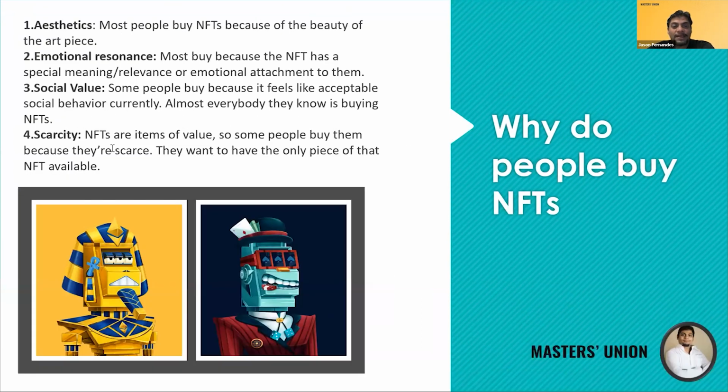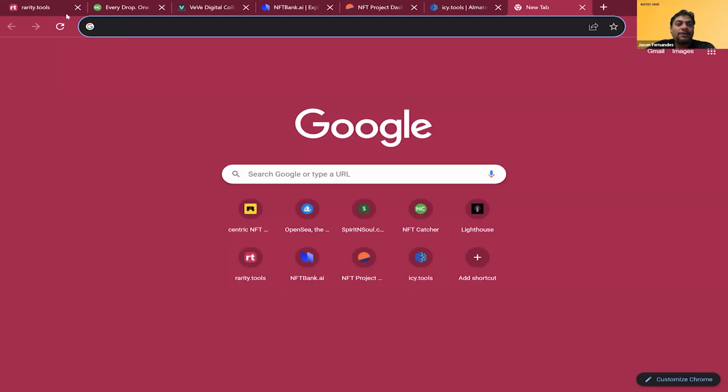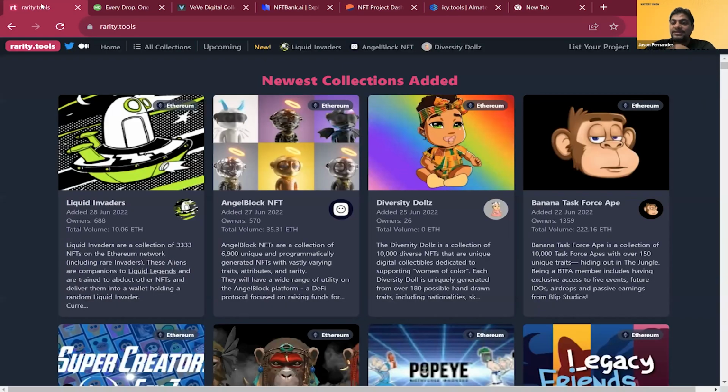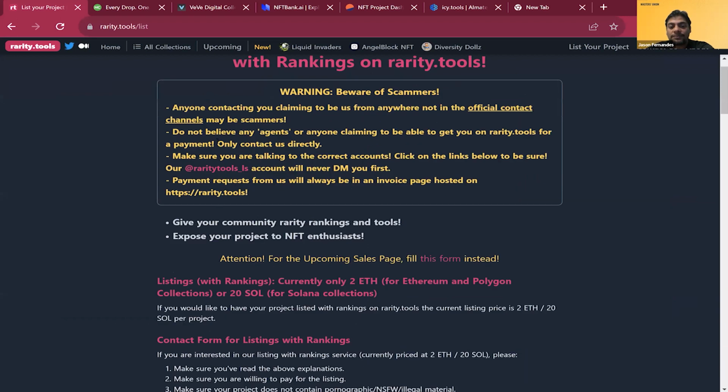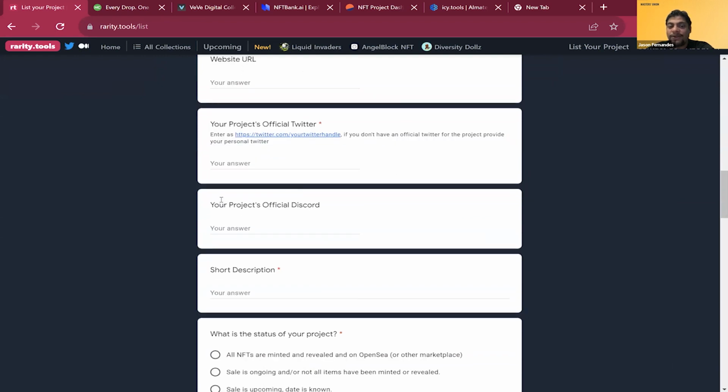Finally, scarcity. Scarcity is another thing that people look at when they want to buy NFTs. Now, this is something I'm going to jump into practically immediately, in terms of how do people figure out the scarcity and what they want to buy, and what are things that will likely go up. So I'm just going to jump into that right now. So one of the tools that people use is this website called Rarity Tools. So Rarity Tools allows you, again, to list your own project right here. And then you can actually give them all the information that they need. Your project's official Twitter, your project's official Discord.